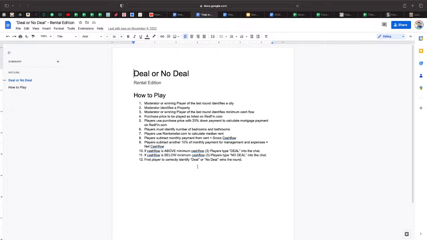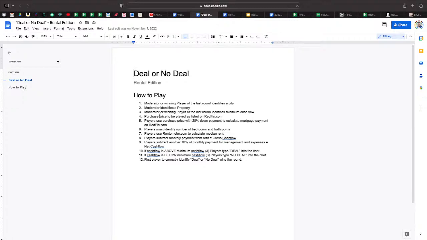Then the moderator identifies a property. The moderator or the winning player of the last round identifies the minimum cash flow. So we're going to pick a number somewhere between $100 and $500, and the winning player of the last round gets to pick that. So if we're looking for $100 cash flow, that's something that we're going to have to work into our numbers, right? So the purchase price is to be played as listed on Zillow.